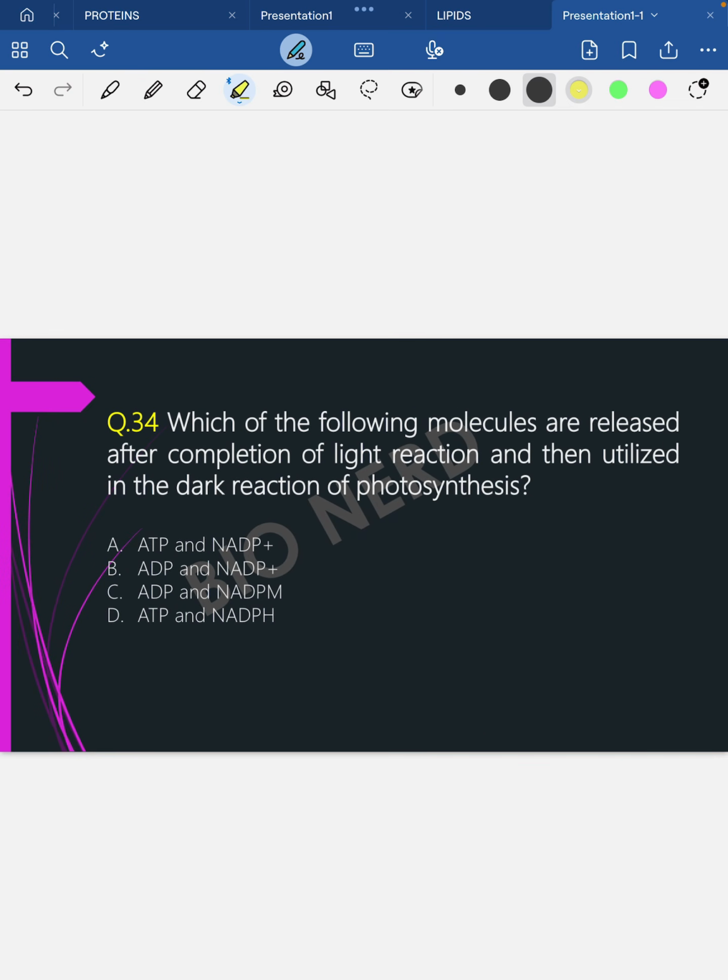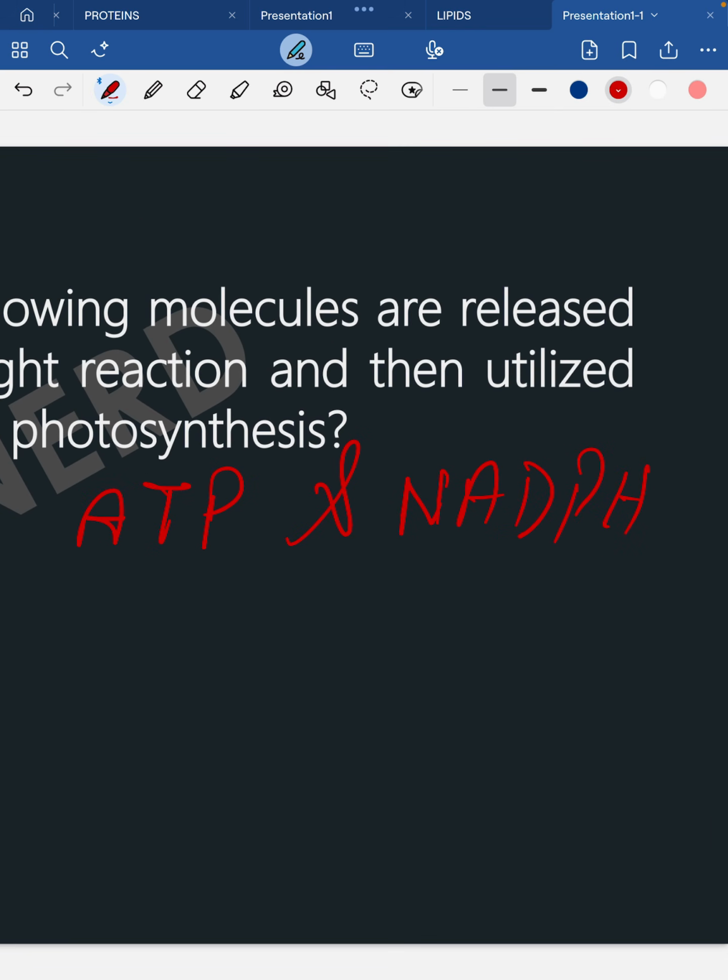34. Which of the following molecules are released after completion of light reaction and then utilized in the dark reaction of photosynthesis? Very, very easy. During the light reaction, plant synthesizes ATP as well as NADPH. And later on, these two molecules are used in dark reaction. Why? Because NADPH has reducing power. It will reduce the carbon dioxide in dark reaction and synthesize carbohydrate.